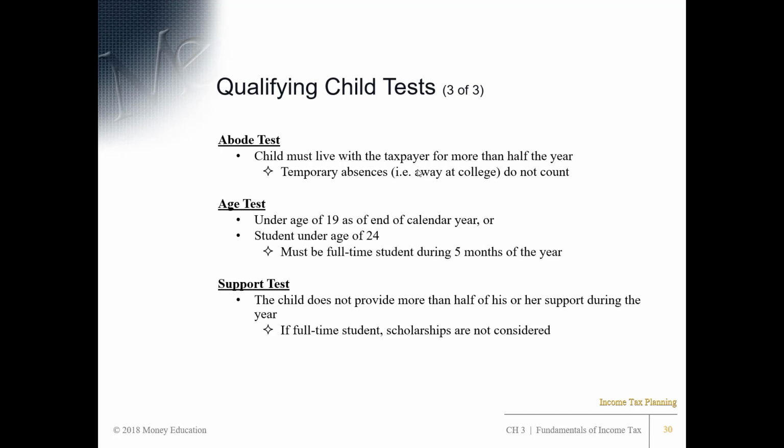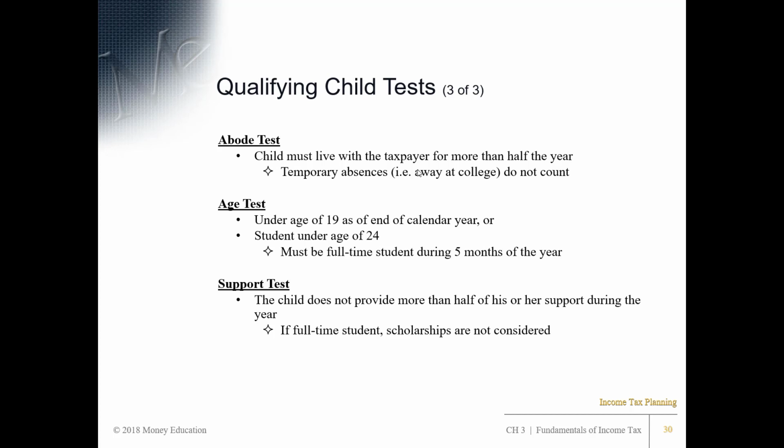Abode test: the child must live with the taxpayer more than half the year. Temporary absences, like being away at college, don't count as living someplace else. So if you have a child in college, but when they come home from college, they live with you, and you provide more than half their support, they're your child. Age test: they must be under the age of 19 at the end of the calendar year, or a student under the age of 24.